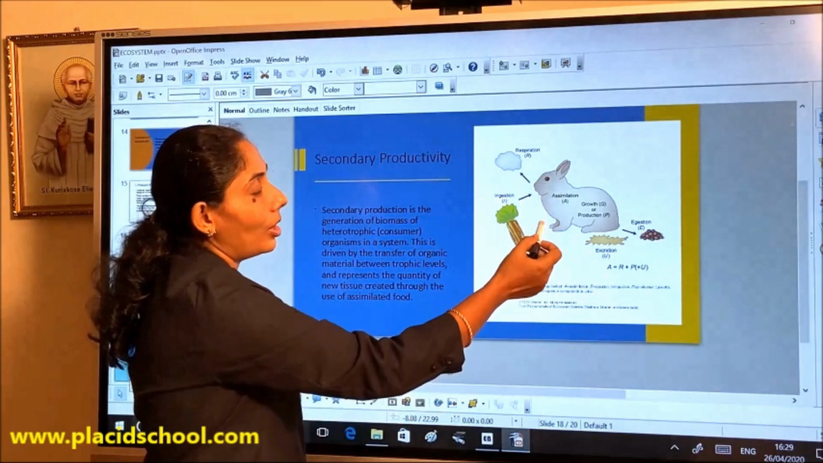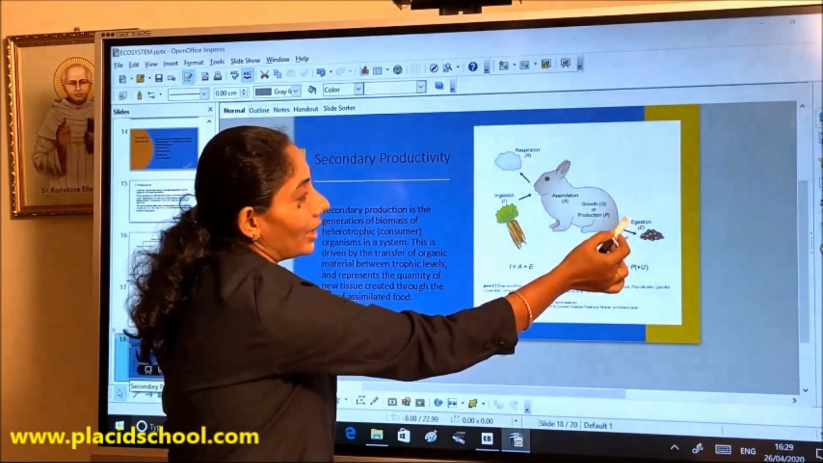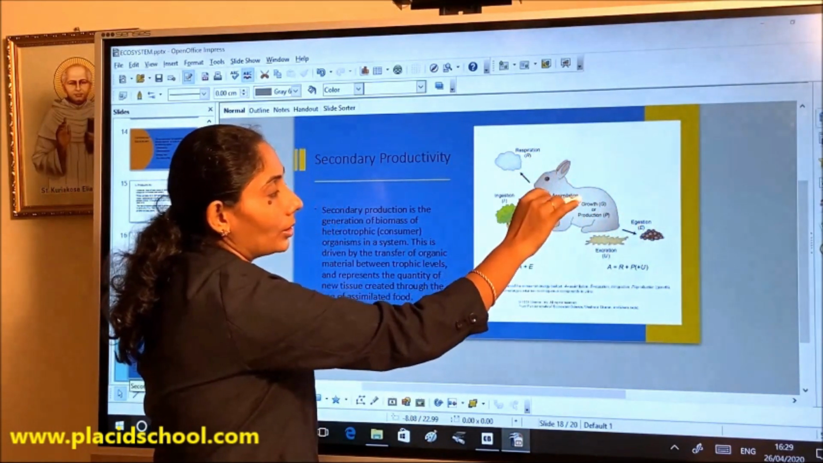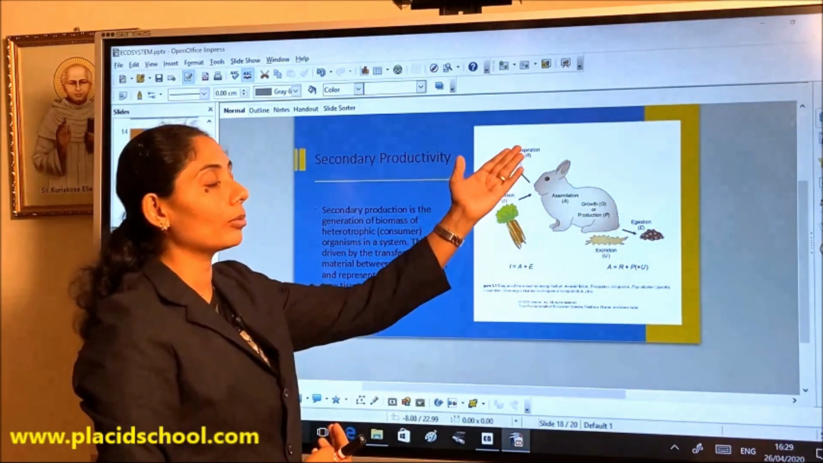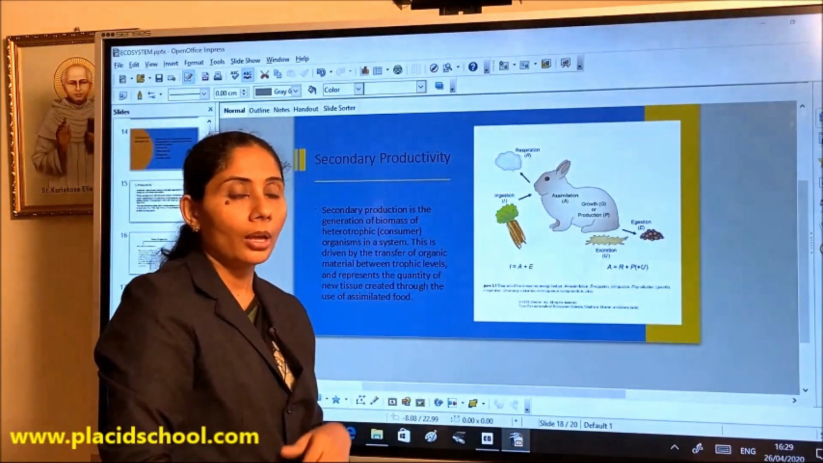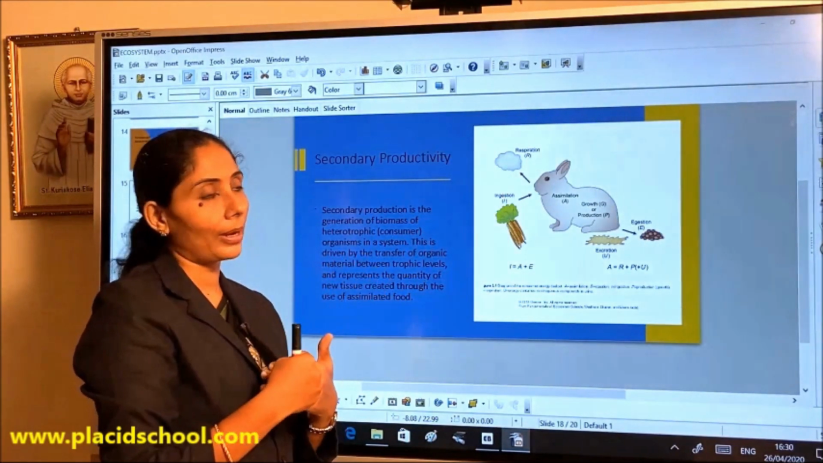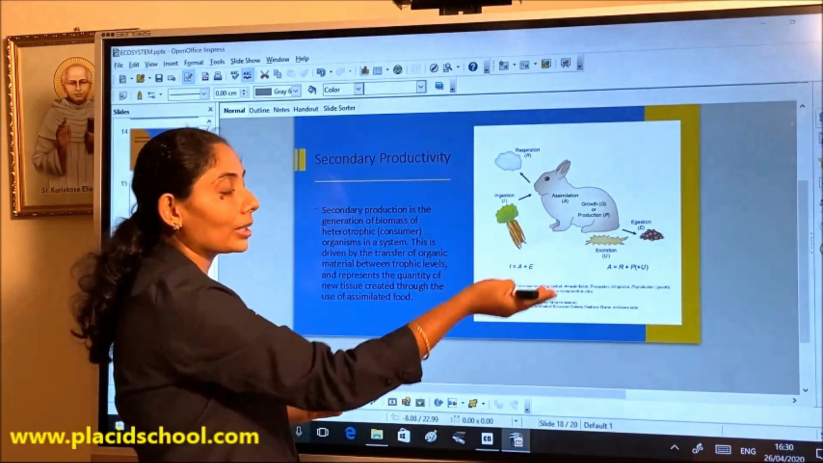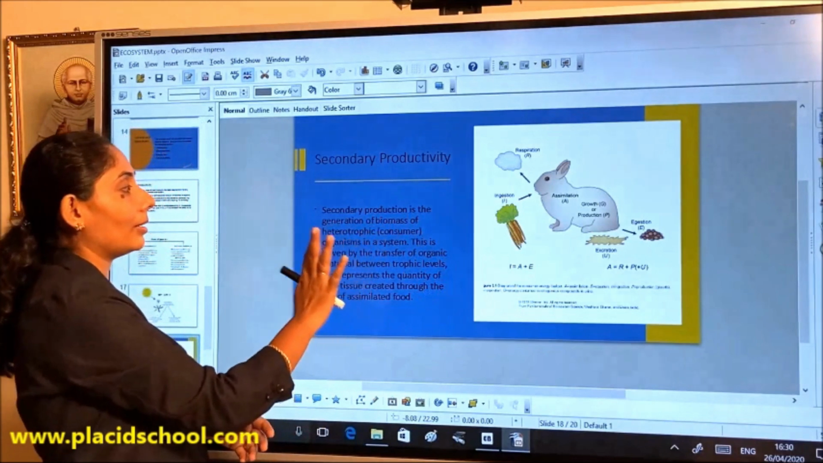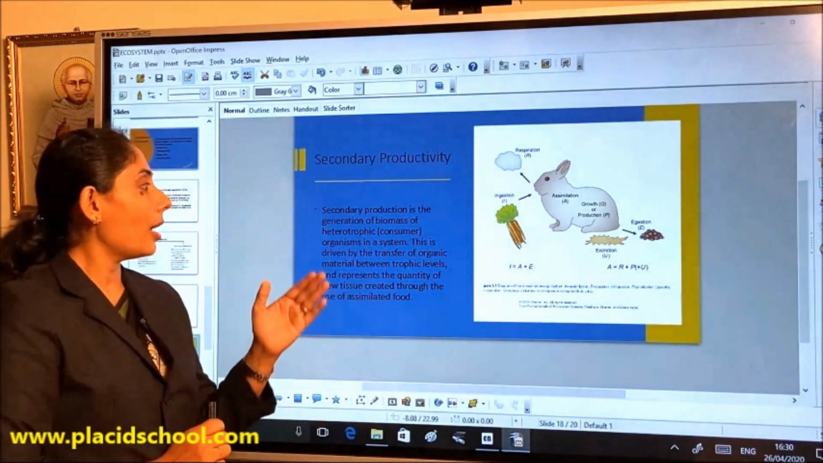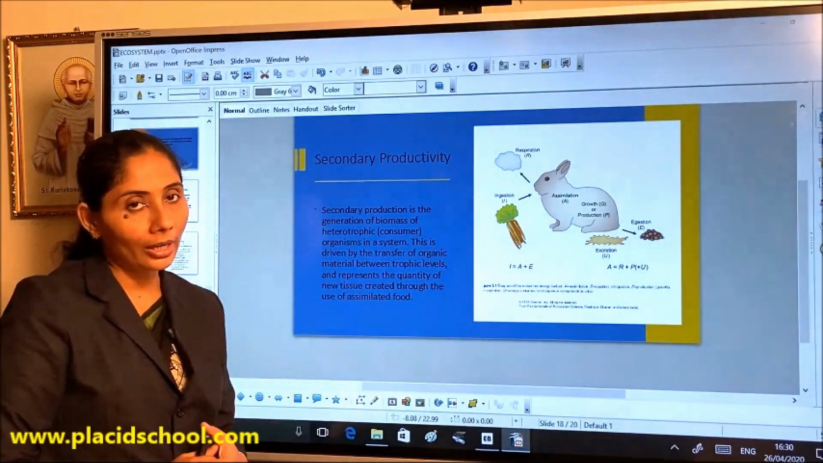The same thing will happen when this rabbit is eaten by, for example, a fox. When a fox eats it, the organic matter which enters the fox's body will not completely become a part of it, because some will be utilized for respiration, some would be gone as undigested waste, and only a little bit of that organic matter would be utilized by the fox to prepare its own organic matter, which is referred to as secondary productivity. So secondary productivity is the generation of biomass by heterotrophs when they eat the plants directly or indirectly.